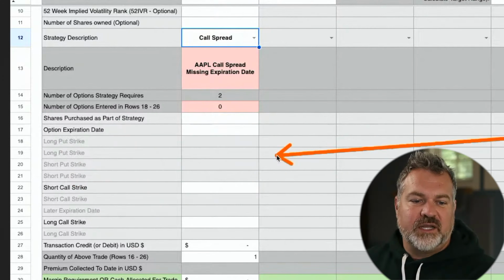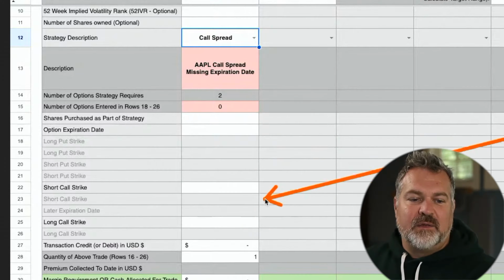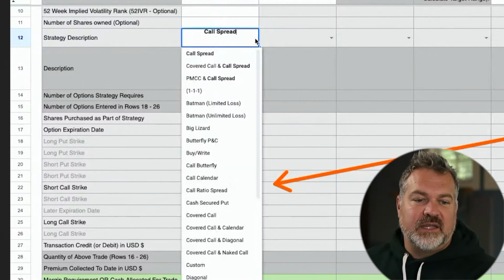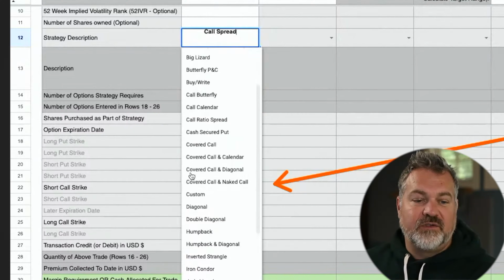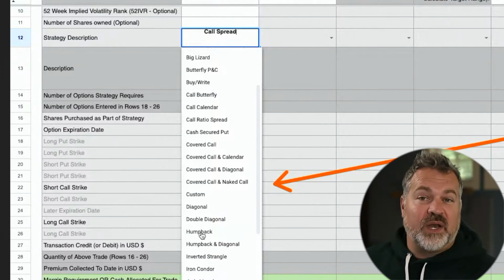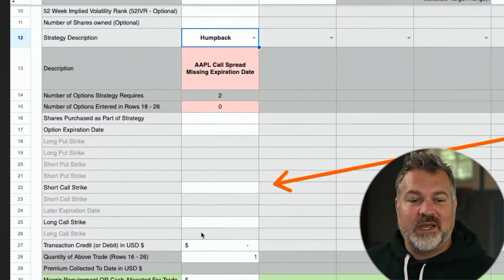We have an expiration date. So it automatically highlights the cells that are required to complete the strategy. And it does this with all of these different strategies. So if you're learning strategies and you're trying to figure out, like, what could I do? I'm bullish on Apple. I don't want to buy if it's too low, but I want to put it on, but I know the volatility is low. I might want to take like a humpback trade.